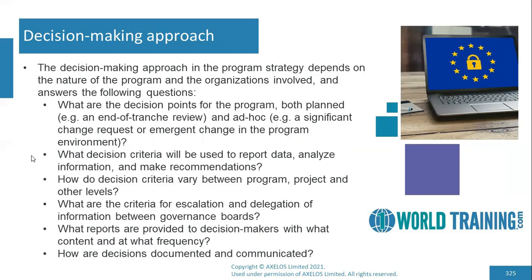The decision-making approach also considers decision criteria, which will be used to report data, analyze information, and make recommendations. And also, how these criteria vary between program, project, and other levels needs to be understood in this approach. The criteria for escalation and delegation of information between the various governance boards will also be part of the decision-making approach. This approach will also explain what reports need to be provided to decision makers, with what content and what frequency. And finally, it should describe how decisions will be documented and communicated.